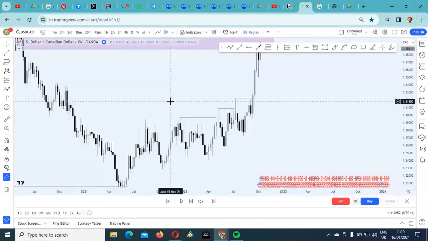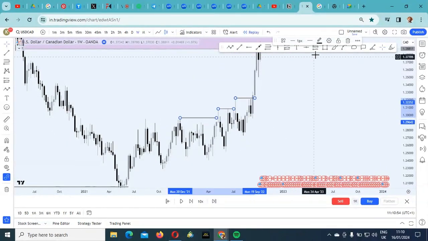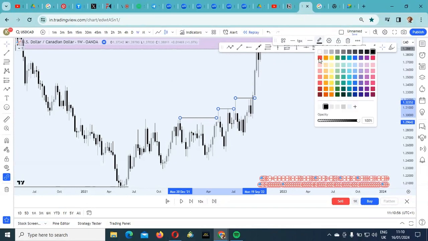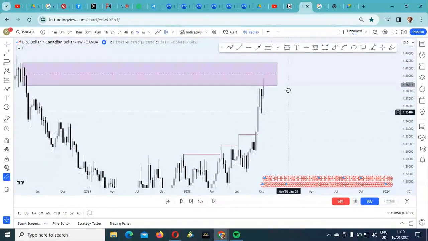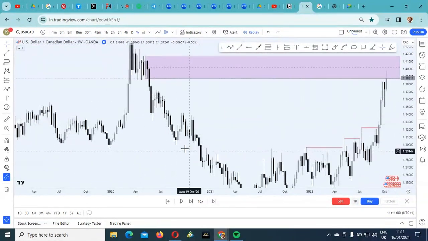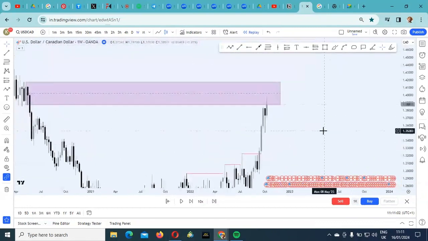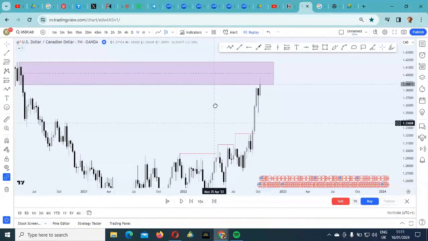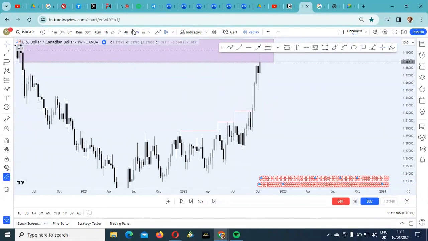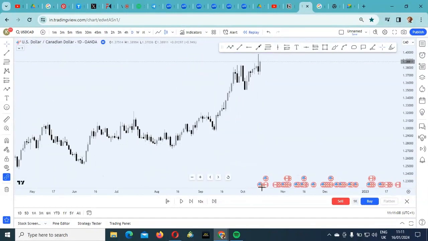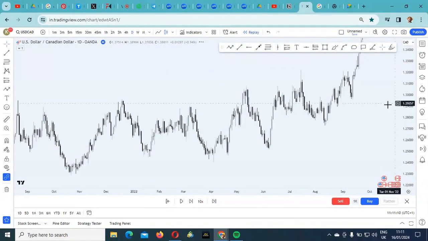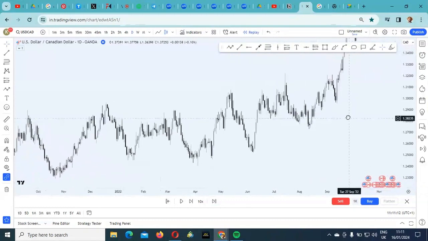Now we're going to make this red so we can differentiate as usual. These are what, internal breaks. It all starts from here. You can keep marking, right? Now, if we go to the daily, our internals in weekly will be our externals in daily. Now, can you see what I'm telling you? Can you see how it is? What I was telling you.